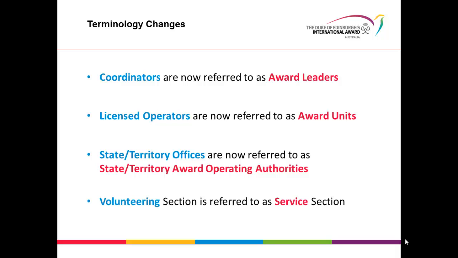The main changes are: coordinators are now officially called award leaders. Licensed operators are now referred to as award units. State and territory officers are now state territory award operating authorities, and the volunteering section of the award is referred to as the service section. I'll be using this updated terminology throughout the video tutorial, and we'll be updating all other promotional materials over the coming months to reflect these changes in terminology.